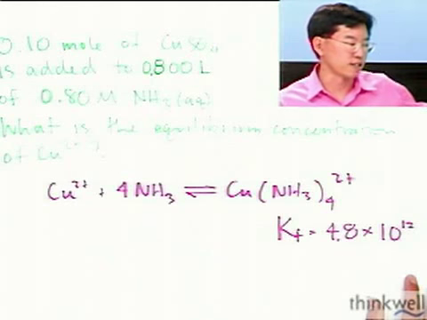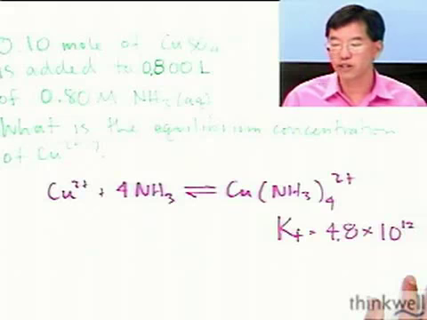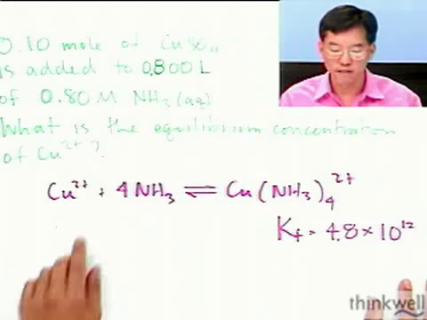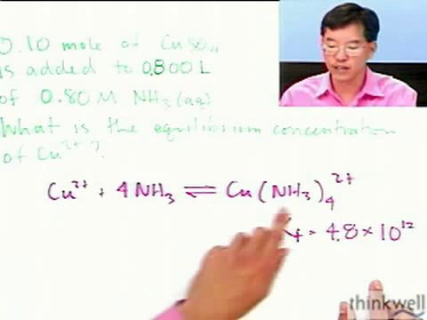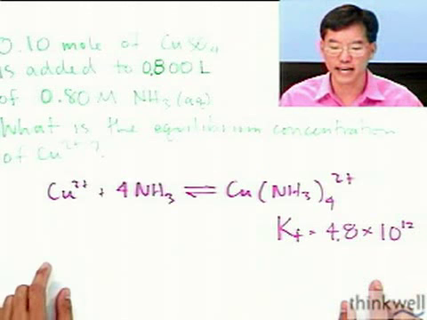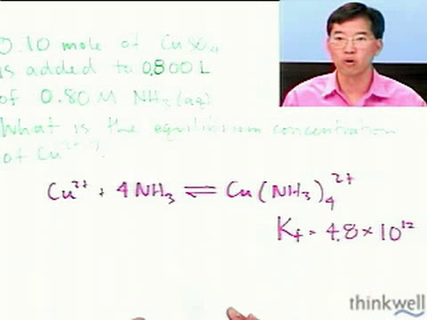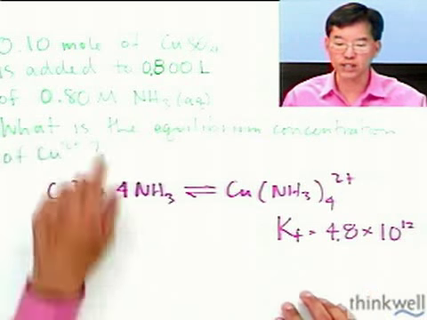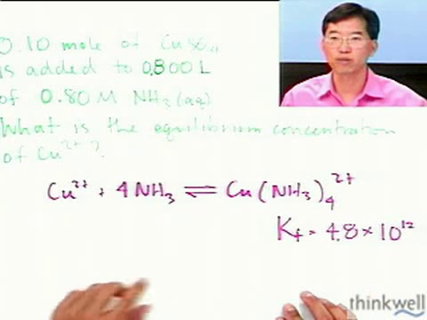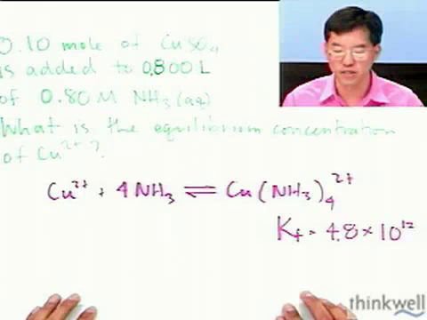So how do we use things like dissociation constants? Let's go ahead and use our 4.8 times 10 to the 12th for the formation of the tetraammine copper 2+ cation. Suppose we start with 800 milliliters of a 0.8 molar ammonia in a beaker, and then we start adding copper sulfate. Suppose we add 1/10 of a mole of copper sulfate to this solution.